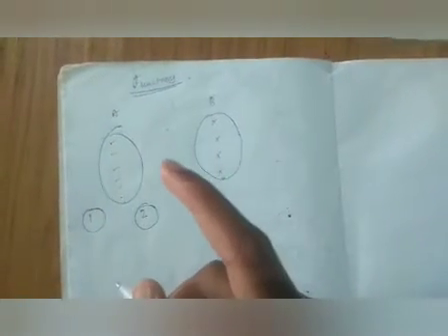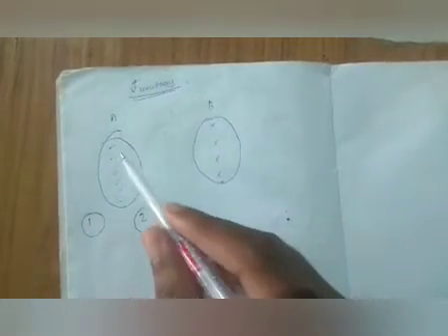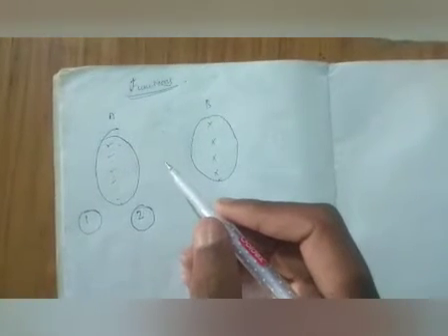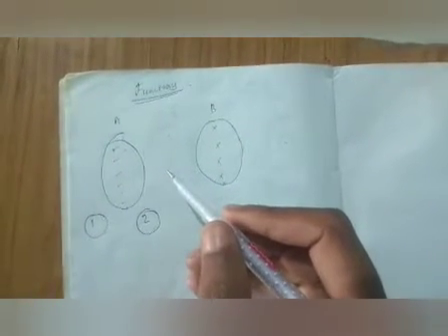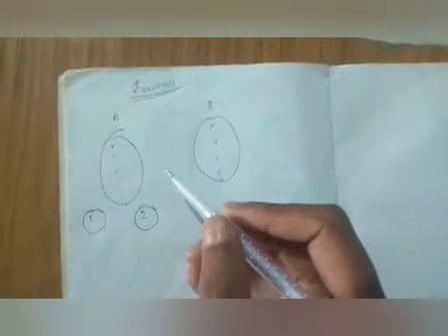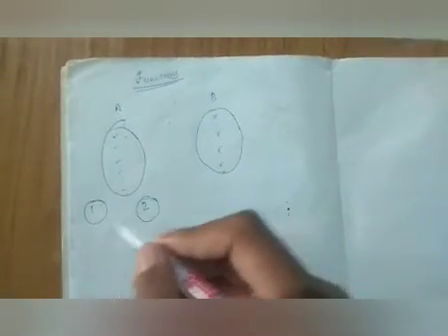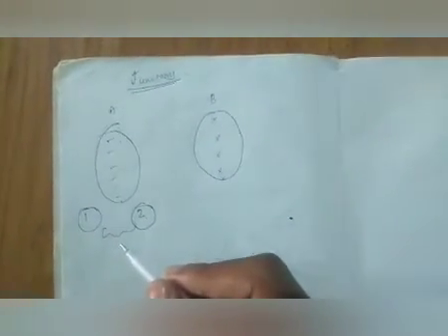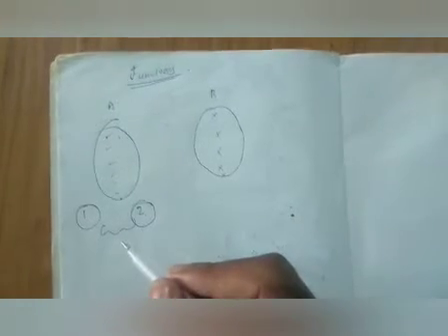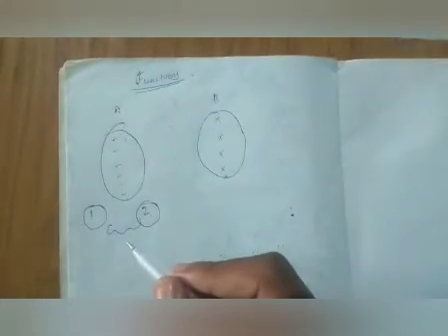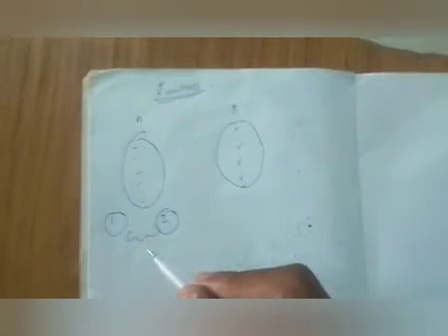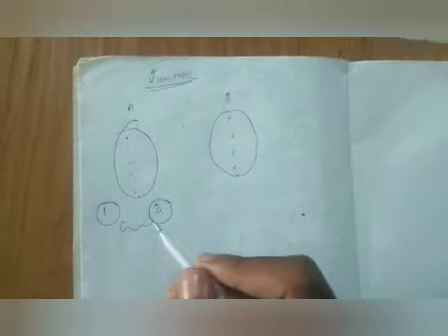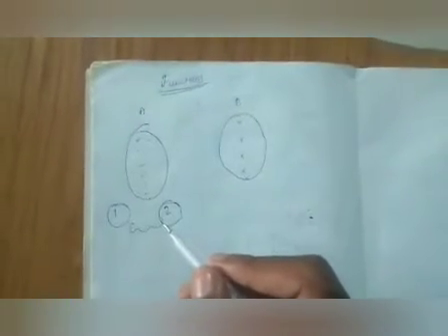What is the second condition? The image should be unique. Every element should be mapped to a unique element in B. By combining these two statements, what I can tell is every element in set 1 should be mapped to a unique element in set 2. That's what a function is. If every element in set 1 is mapped to a unique element in set 2, then such a relation is a function.